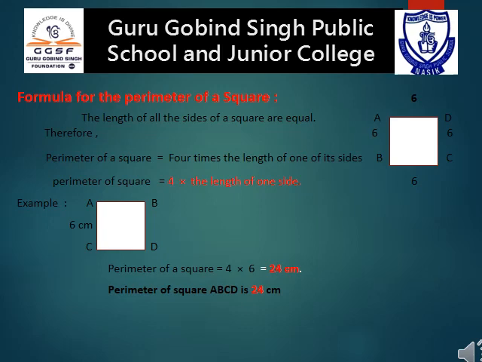Now here I have given one example. You can see the square ABCD and the length of one side of the square is 6 centimeter. Means the length of all sides of the square is 6 centimeter. So perimeter of a square is equal to 4 multiplied by 6, is equal to 24 centimeter. So here we can say that the perimeter of square ABCD is 24 centimeter. So like this we can find out the perimeter of a square by using the formula.